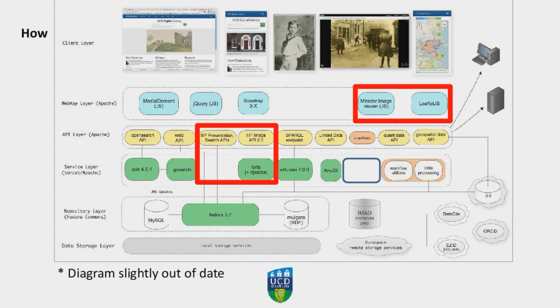This slightly out-of-date diagram shows you our technology stack. We've implemented the image presentation and search APIs and dabbled with the authentication API. We also use the Loris image server with JPEG 2000 and the Leaflet client library. Next slide, please.